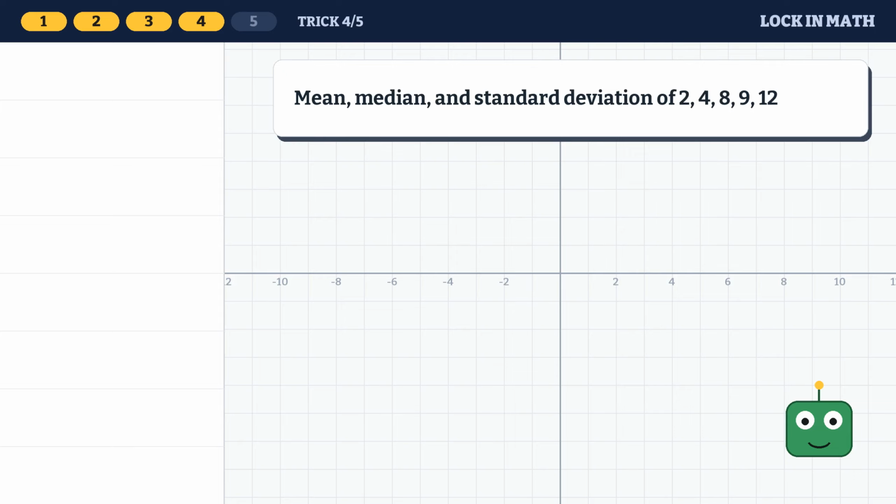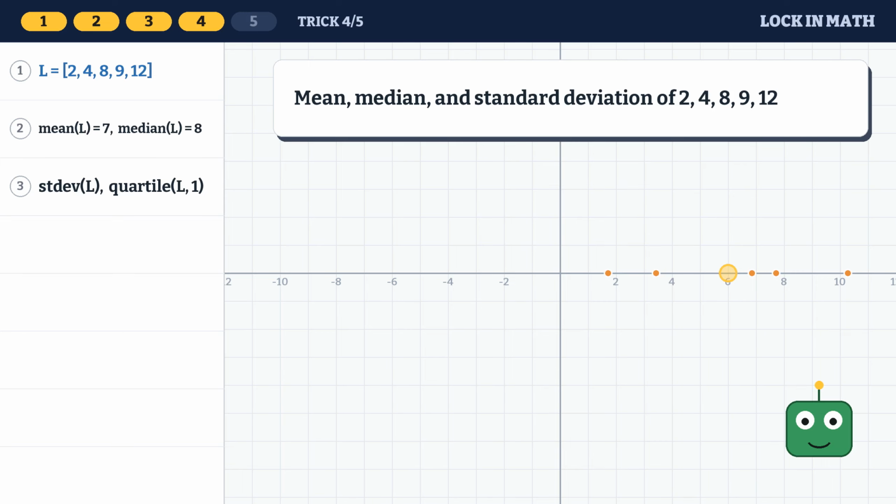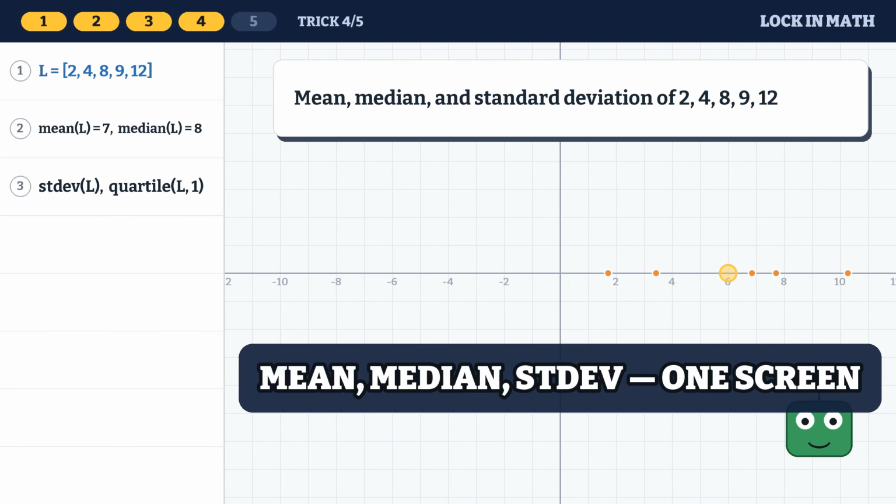Move 4, a full statistics readout in one line. Drop the list in brackets. Then just call the functions: mean, median, stdev, even quartile. 4, 2, 4, 8, 9, 12. The mean is 7, the median is 8, and the standard deviation appears the instant you ask. The SAT hides standard deviation, hoping you'll freeze. Let Desmos do the ugly arithmetic. You just read the number.